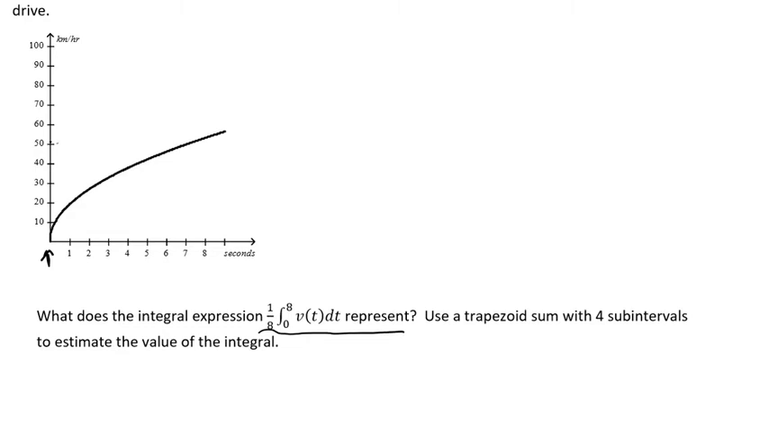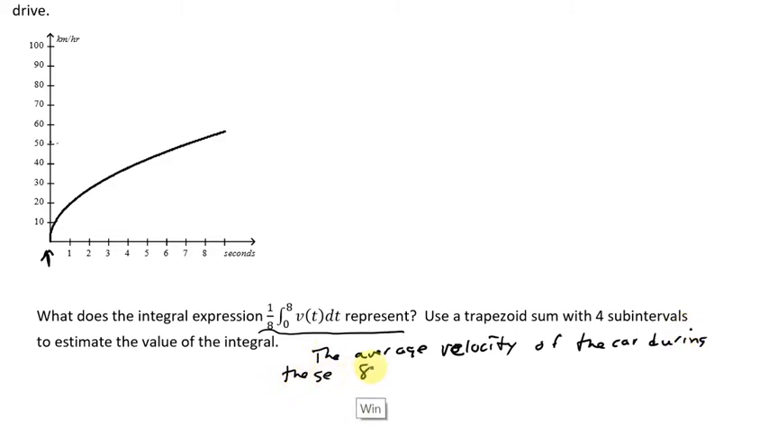Okay, well, this represents the average velocity of the car during these 8 seconds. And they want us to use a trapezoid sum to estimate.